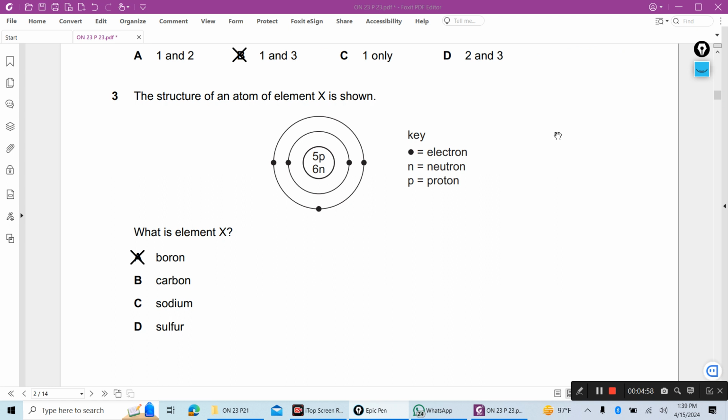Number 3. The structure of an atom of element X is shown here. 5 protons, 6 neutrons. So what is element X? It will be boron, because boron's atomic number is 5, meaning boron has 5 protons. So A is the correct answer.